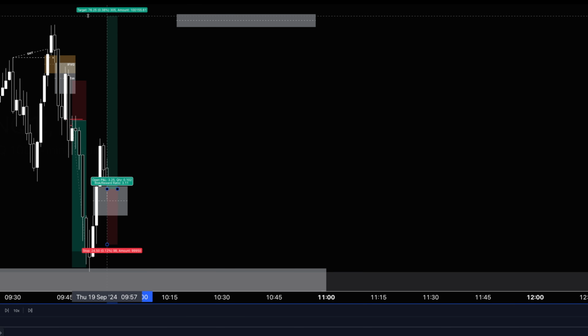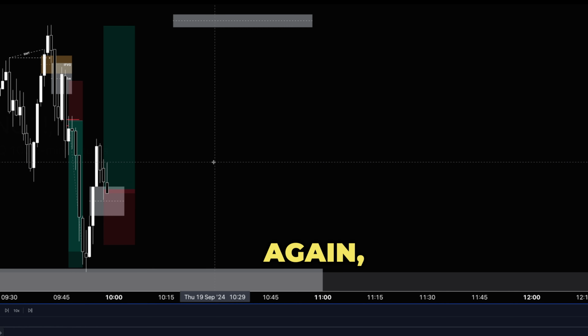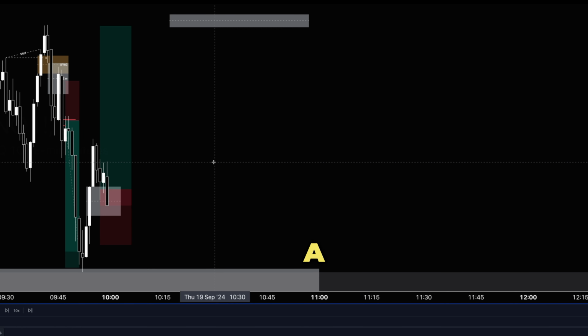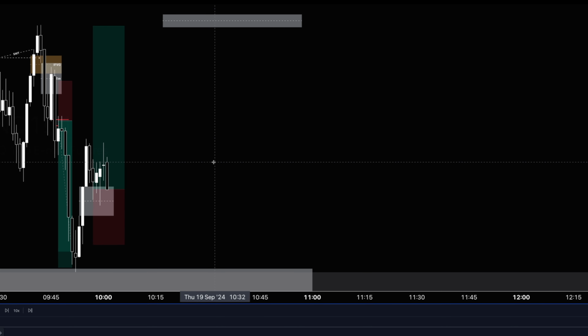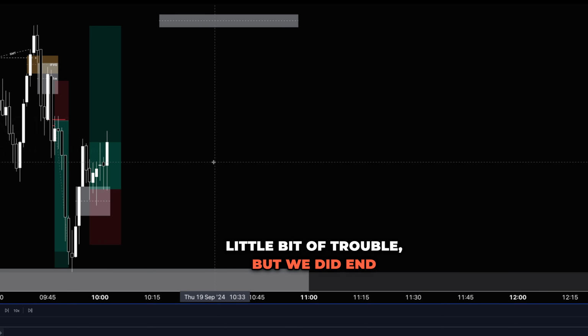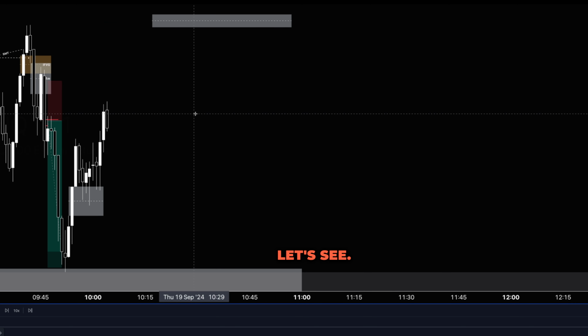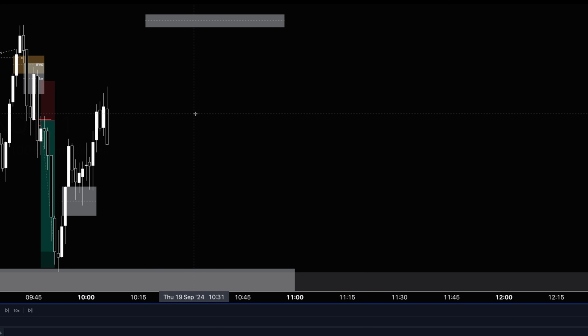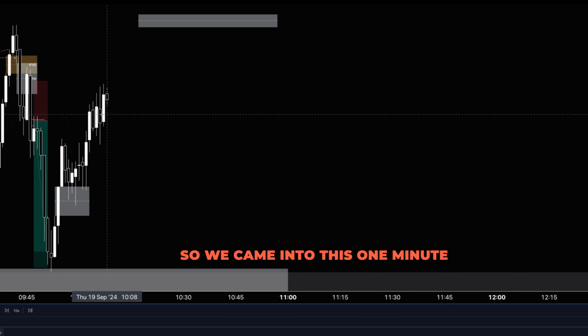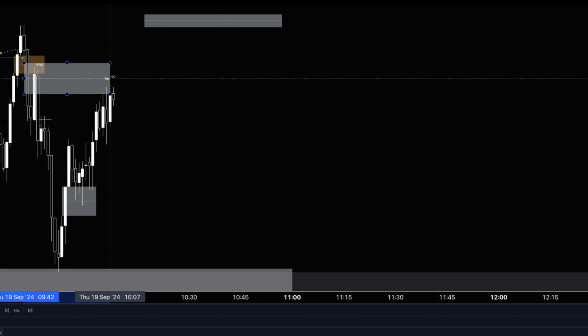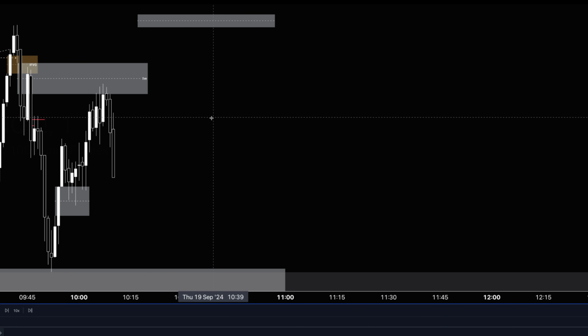So something like this. Again, I didn't take this. We already had a big pump overnight. So I was expecting a little bit of chop, but we did end up pushing higher. Let's see. So we came into this 1 minute again. Okay, reject off of it.